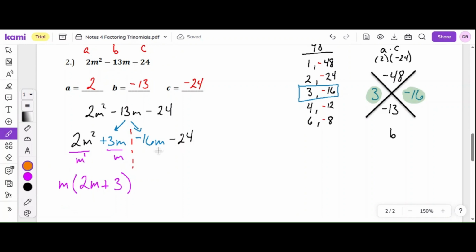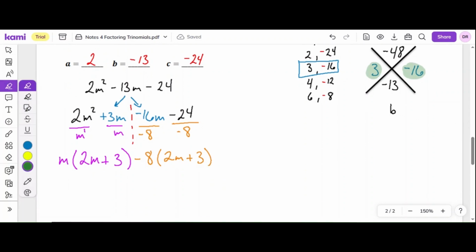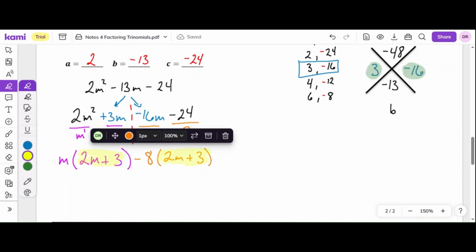Second half, here we go. Notice that the second half starts with a negative. We're going to divide by a negative. Looking at 16 and 24, 8 goes into each of these, so we will divide by a negative 8. When we divide by negative 8, we see that negative 16 divided by negative 8 gives us a positive 2m. Negative 24 divided by negative 8 is a positive 3. And a good thing happened again. Here we see it. We have 2m plus 3 and 2m plus 3.